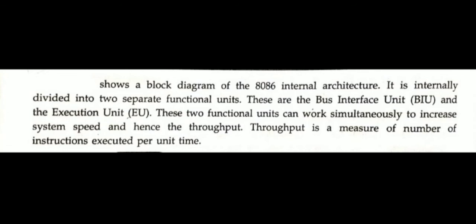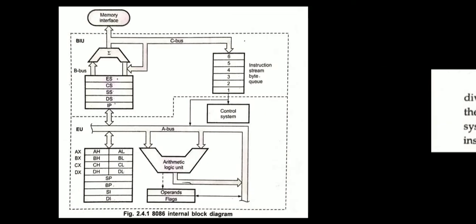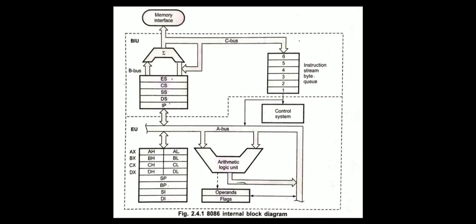It is internally divided into two separate functional units. They are the bus interface unit, BIU, and the execution unit, EU. These two functional units work simultaneously to increase system speed. Hence, the throughput can be measured as an increase per unit. Here is the block diagram.